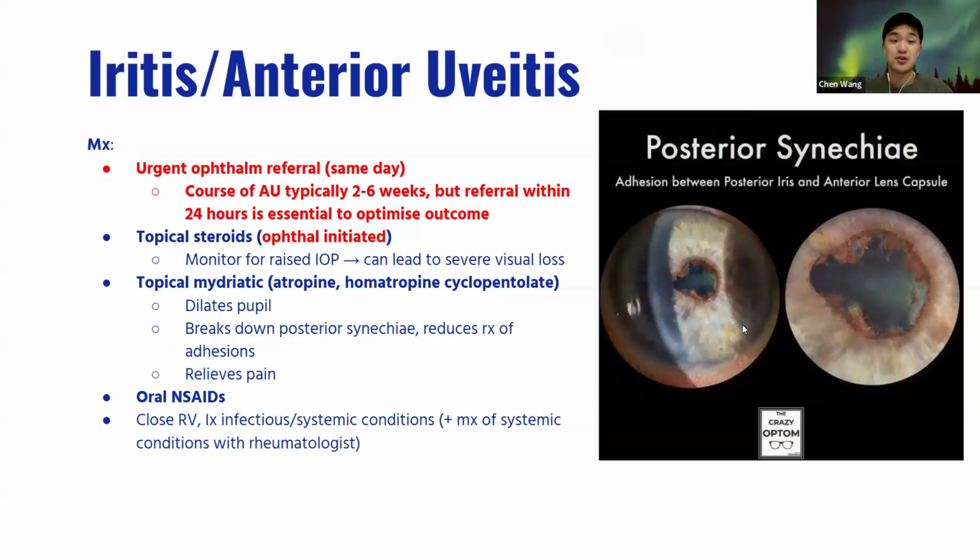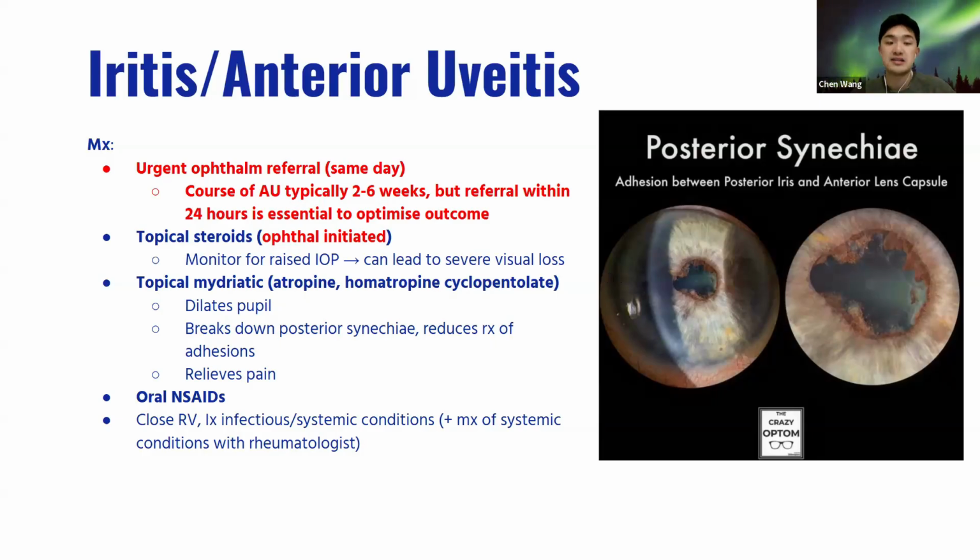So for this condition, again, it's an urgent ophthal referral, preferably on the same day. And the ophthal team will probably start topical steroids to reduce the ocular inflammation. They may also start a topical mydriatic, so that's either cyclopentolate or atropine. Basically, what these medications do is dilate the pupil, which will break down the adhesions creating that posterior synechiae, and this relieves pain as well. You may also give them some oral NSAIDs. Just one thing to remember, in acute angle closure glaucoma, you don't want pupil dilation because that makes the attack worse.